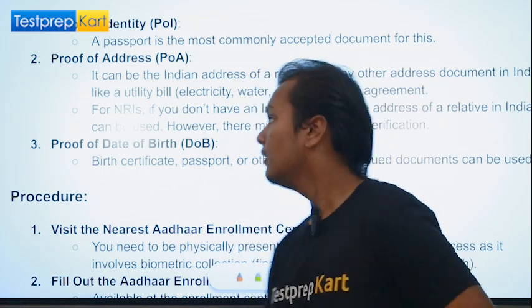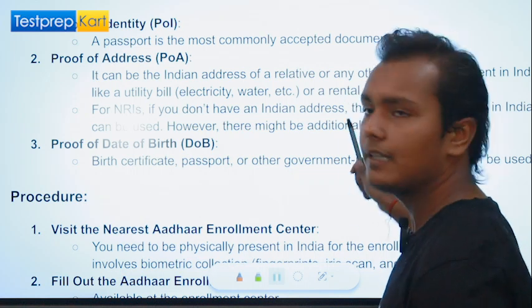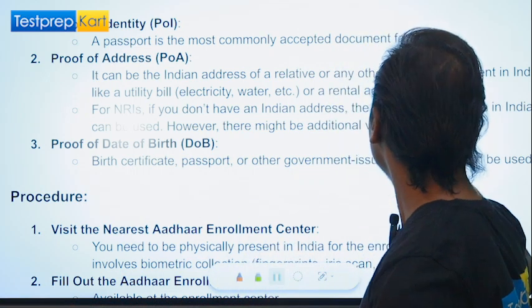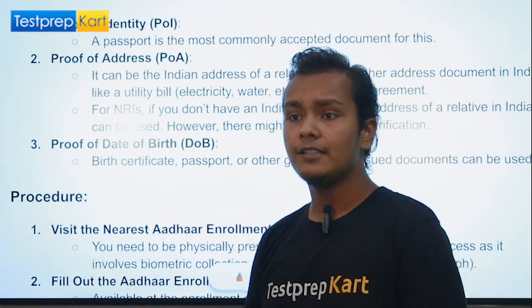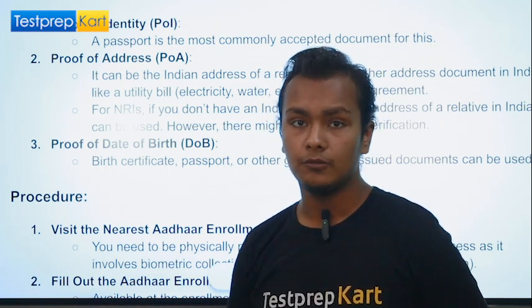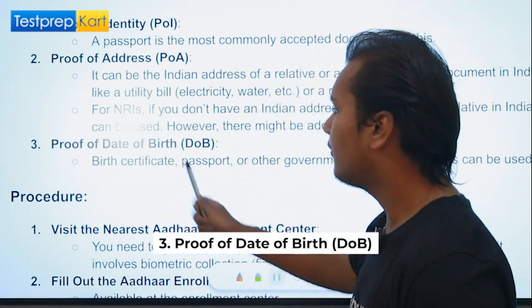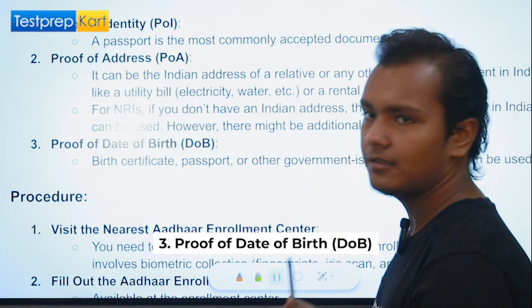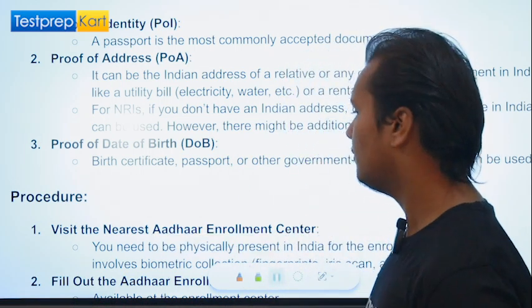That should be given. And the second thing for NRIs, if you don't have any Indian address, you should have the address of a relative who is living in India. But there is an additional verification if you give the address of your relative. And the proof of date of birth could be your birth certificate, and as I already mentioned, the passport can also be used as proof of birth.